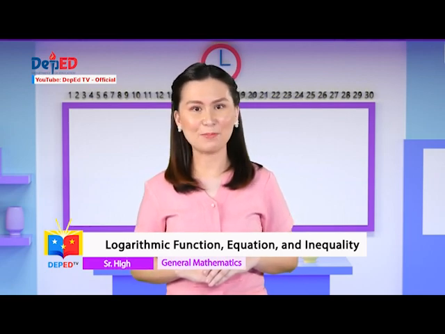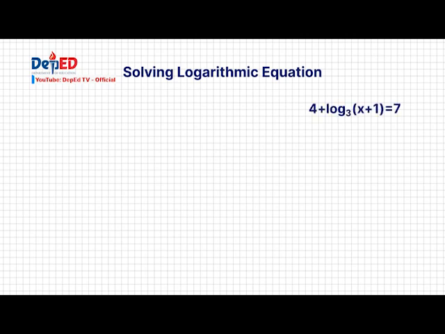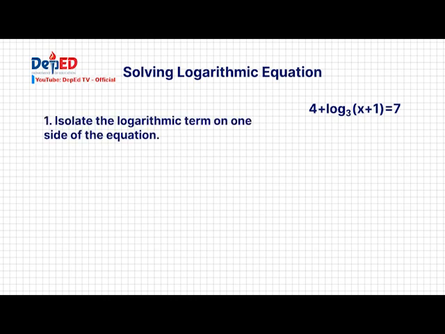Let us have the second example. Let us take 4 plus the logarithm of the quantity x plus 1 with a base 3 equals 7. Again, we isolate the logarithmic term on one side of the equation. By addition property of equality, we add -4 to both sides of the equation. That gives us 4 plus the logarithm of the quantity x plus 1 with the base 3 plus -4 equals 7 plus -4. 4 plus -4 is 0, while 7 plus -4 is 3.